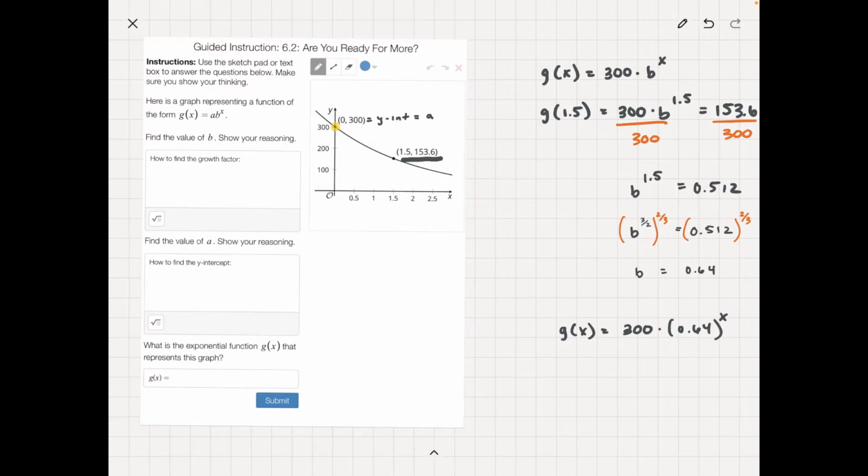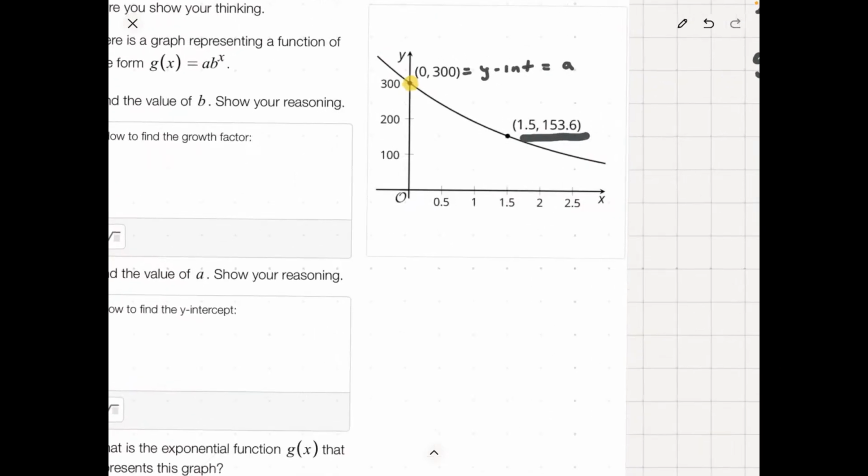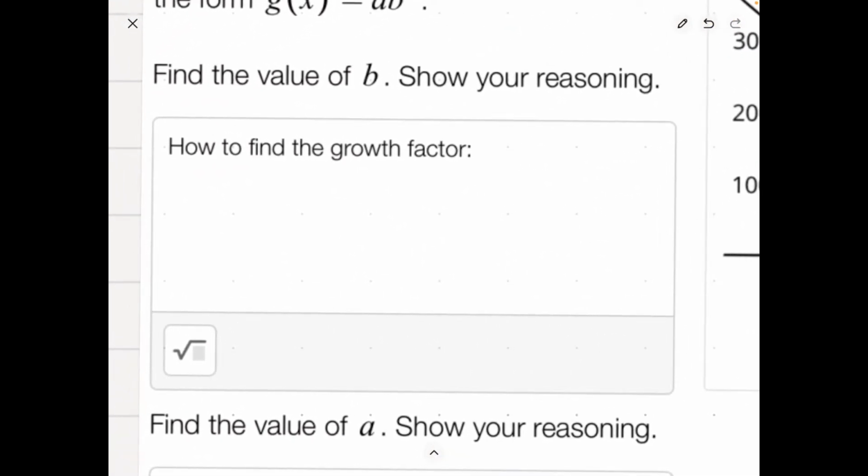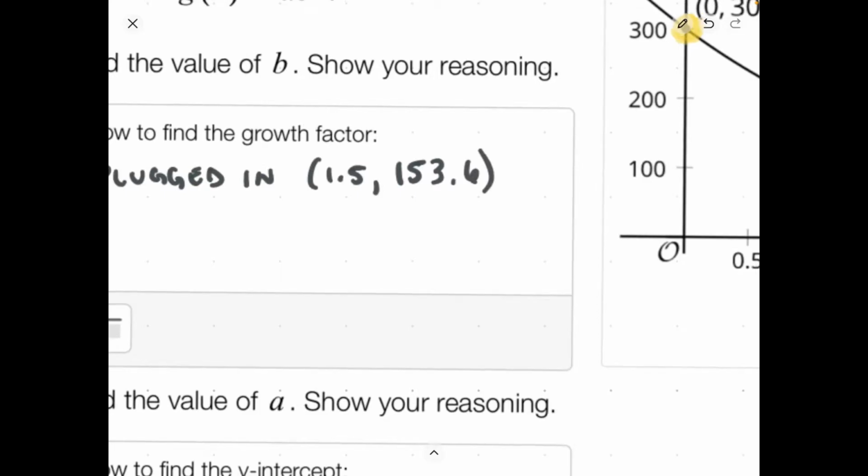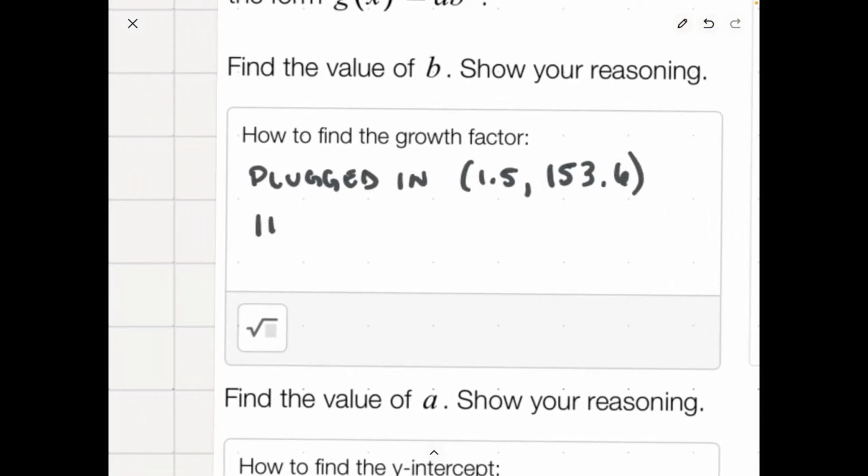And now I can take some notes here. So how did we find the growth factor? So what did we do to find this? Well, we plugged in 1.5 comma 153.6 into the function.